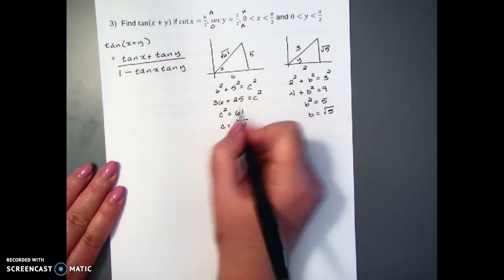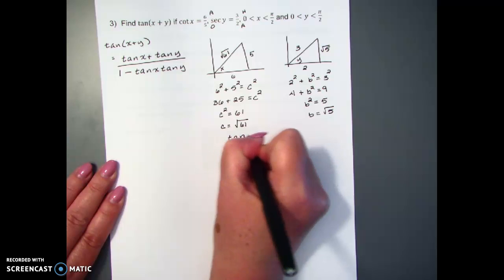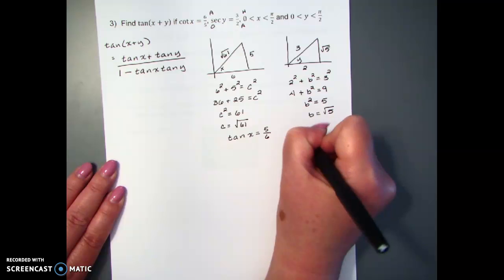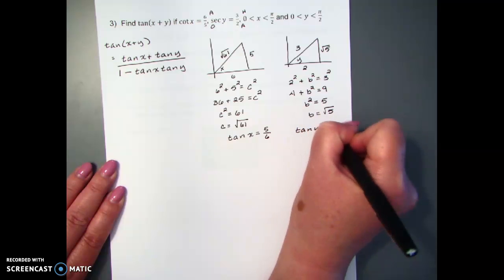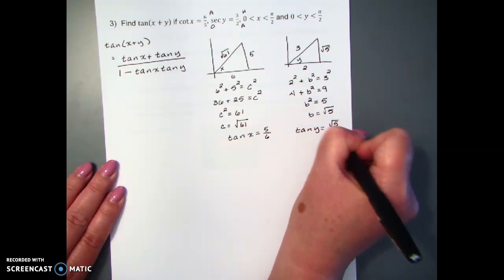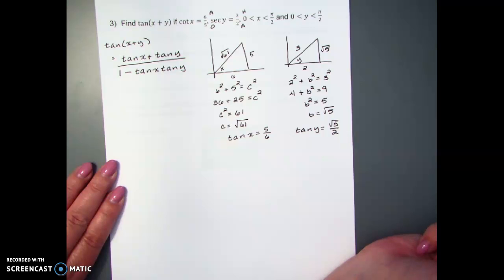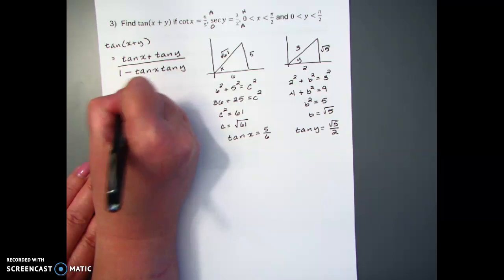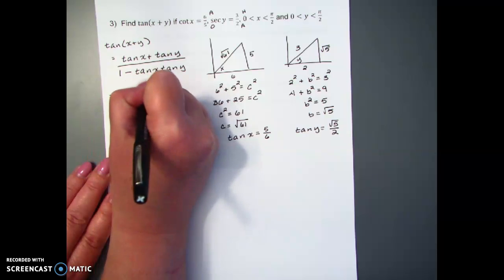So over here, we've got the tangent of x is going to be 5 over 6, and the tangent of y is going to be root 5 over 2. So in both cases, those are opposite over adjacent. So in our numerator, we're going to have 5/6 plus root 5 over 2.